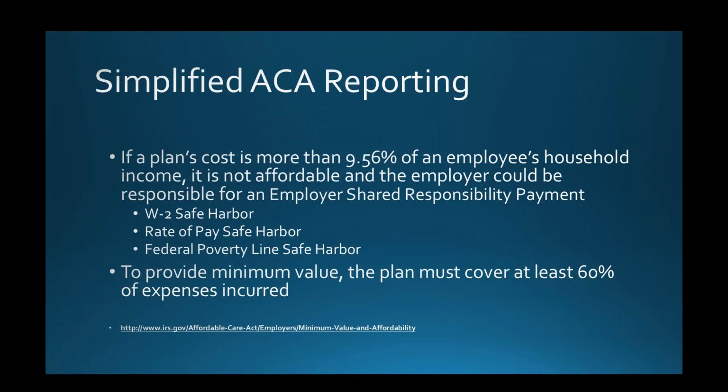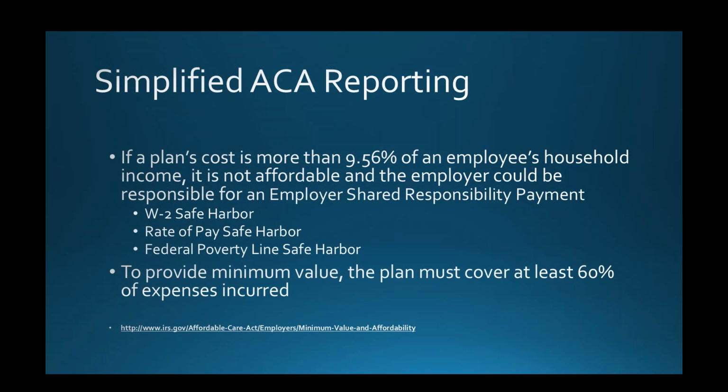So on the W-2 that you gave them for 2014, or I'm sorry, for 2015, 2014 is only look back there. For 2015, is that number going to be more than 9.56% of what you paid them? There's a rate of pay safe harbor where you can do a calculation based on how much you are paying them on a regular rate and averaging that out and then finding if that's more than 9.56%.